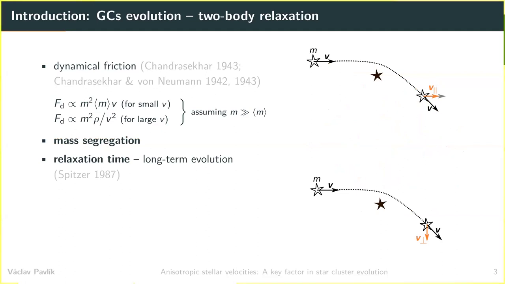The second one is relaxation time. A star cluster evolves on basically two timescales.